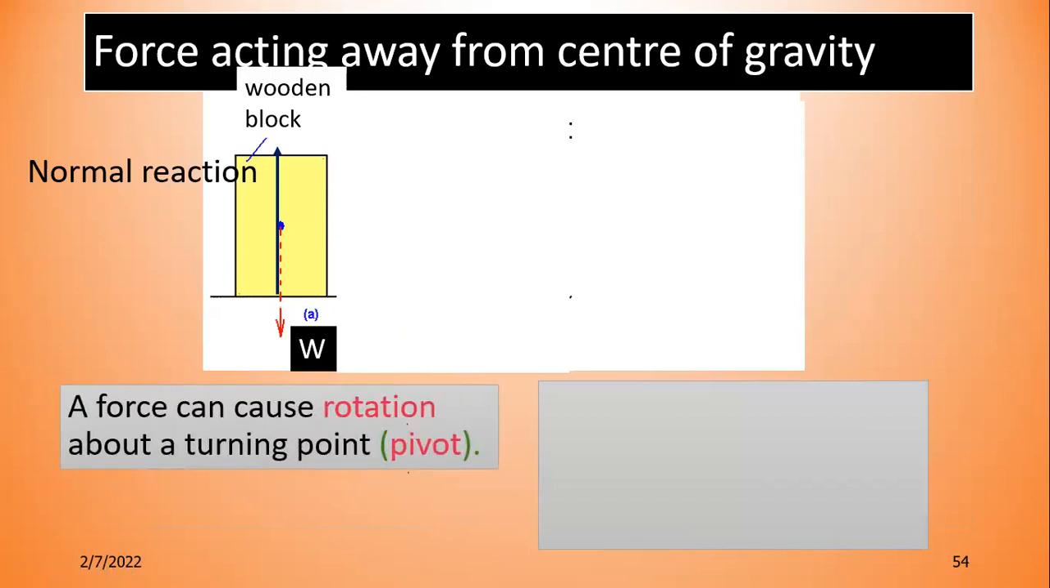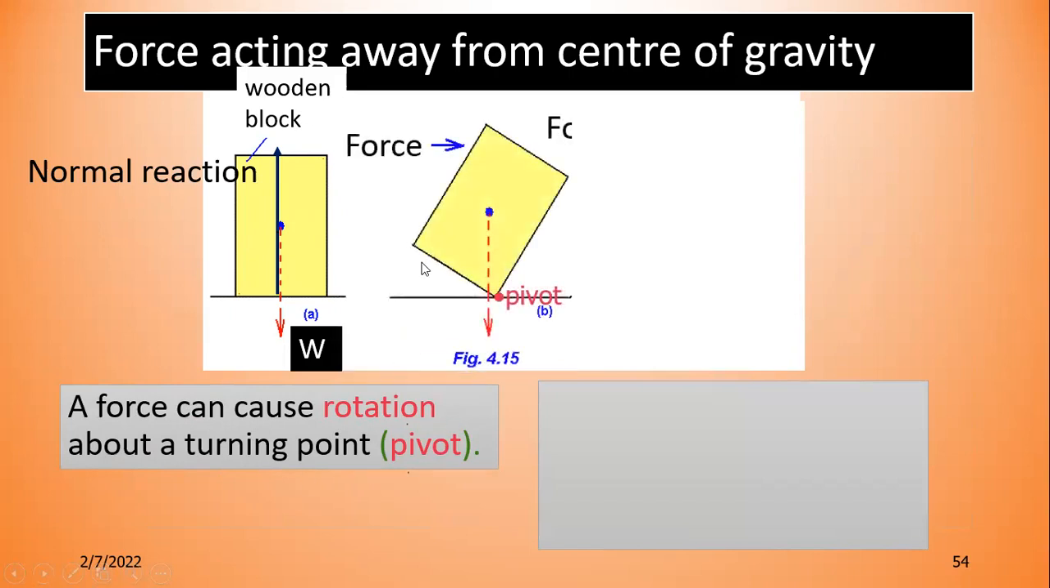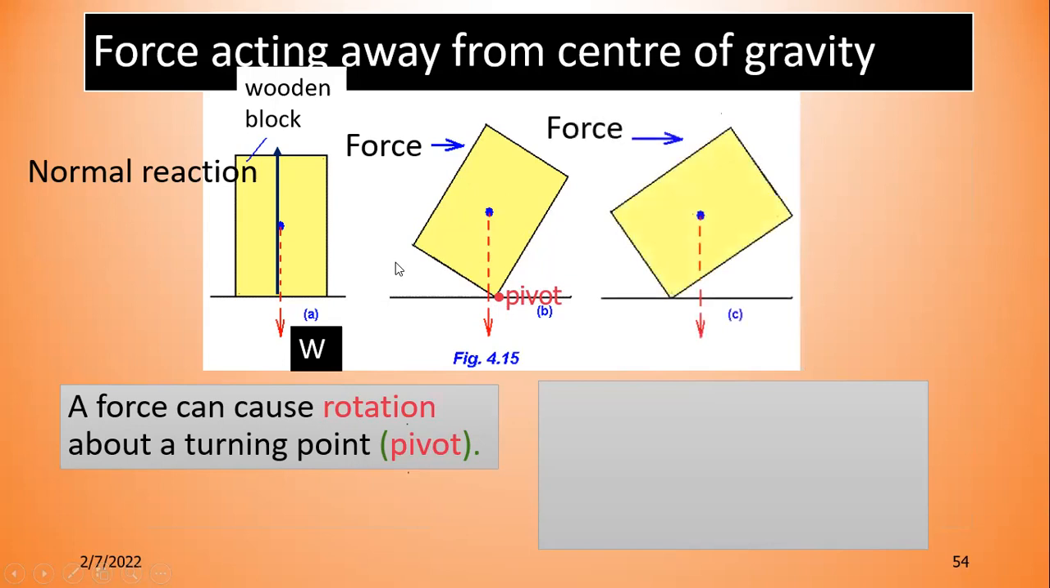But the force can also cause rotation. Same wooden block on a table, but a force can cause rotation about a turning point. The turning point is your pivot. So instead of applying a force at the center of gravity, we apply it further up. Then we can see that there's a pivot there, a turning point. It will rotate, or turn about the pivot, and then it will topple over.